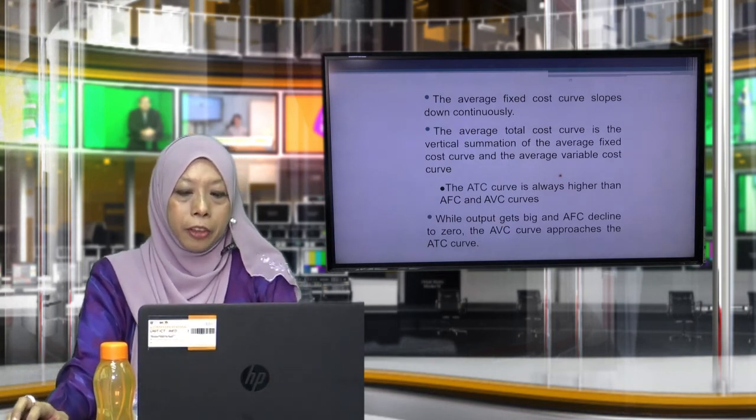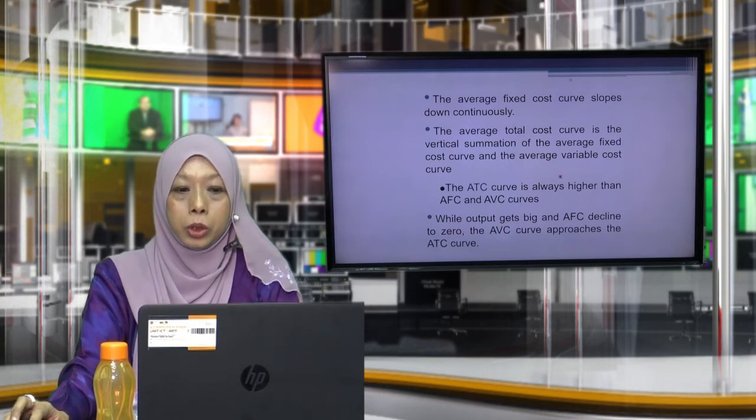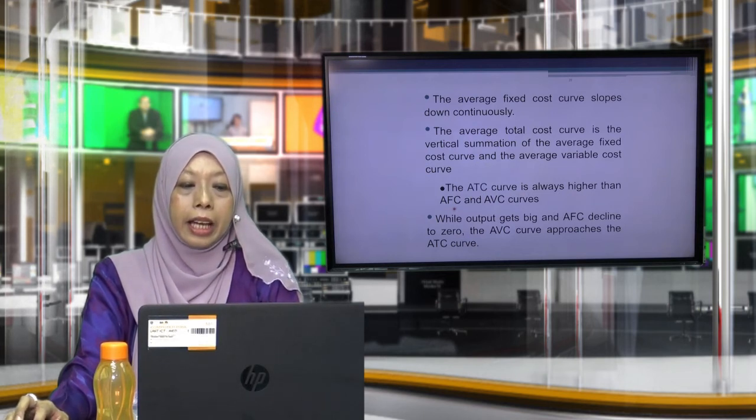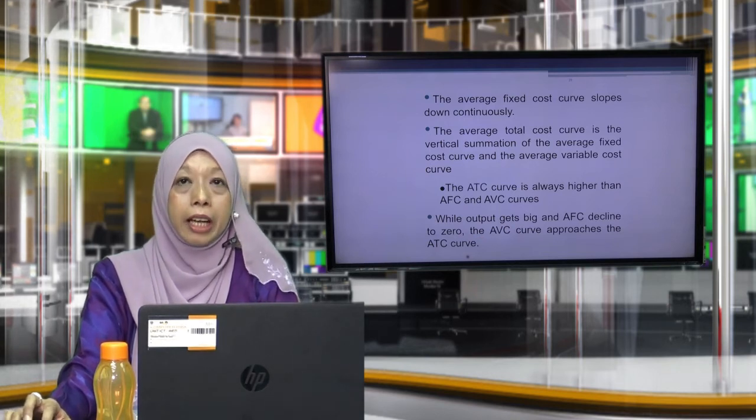For your information, your average fixed cost curve slopes down continuously. The average total cost curve is the vertical summation of the average fixed cost curve and the average variable cost curve. The average total cost curve is always higher than the average fixed cost and average variable cost curves. While output gets bigger, average fixed cost will decline towards 0, and your average variable cost curve approaches the average total cost curve.